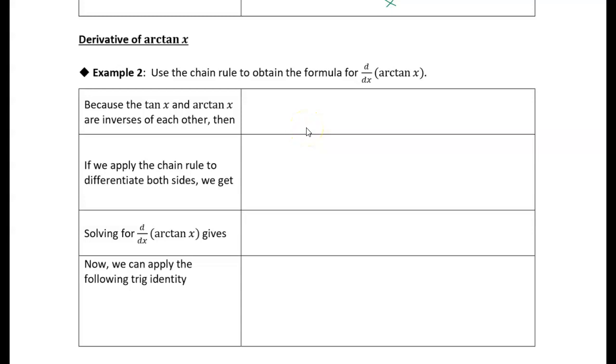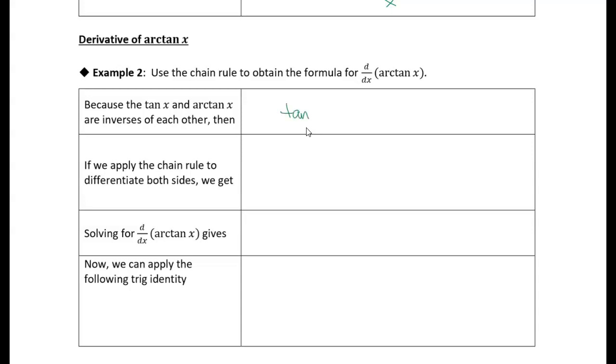All right, so now let's see if we can do a similar thing to find the derivative of the inverse tangent, the arctangent. I'm going to do it in a similar way as I did the first example. We're going to use the chain rule, and we're going to use the fact that the function evaluated at the inverse is x. So I'm going to start with that.